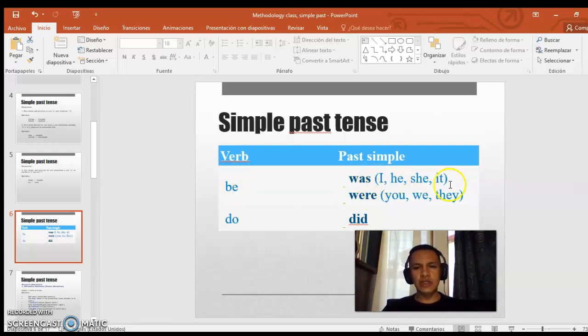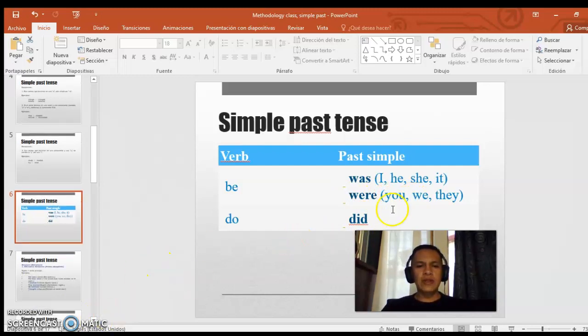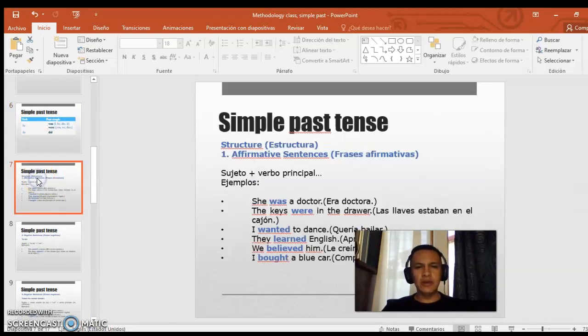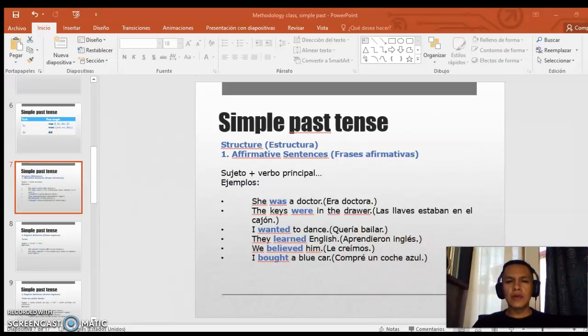For I, he, she, or it, we use was. We use were for the pronouns you, we, and they. And also, we need the auxiliary did for questions and for negative sentences when we talk about different verbs except the verb to be. Now, we have the affirmative sentences.